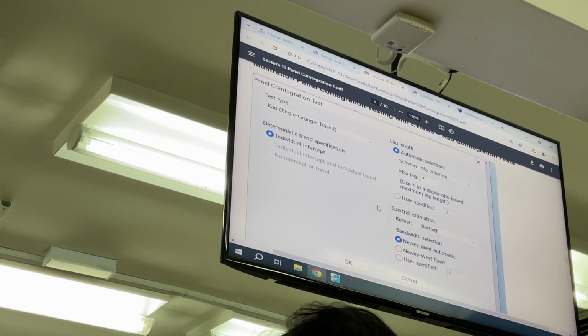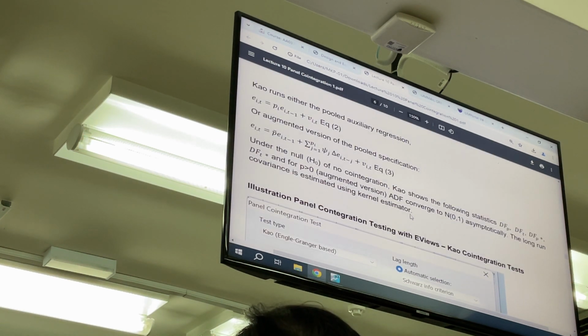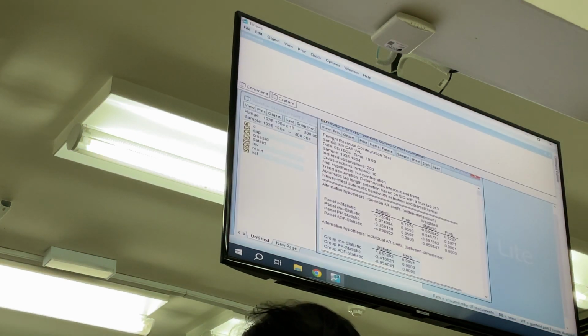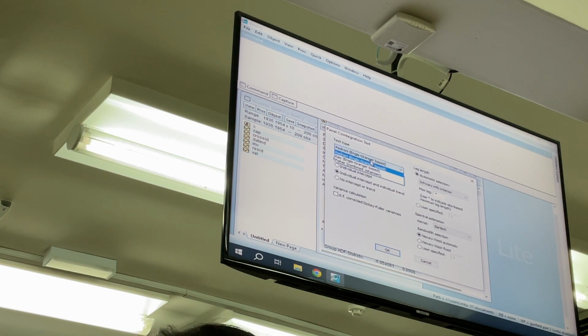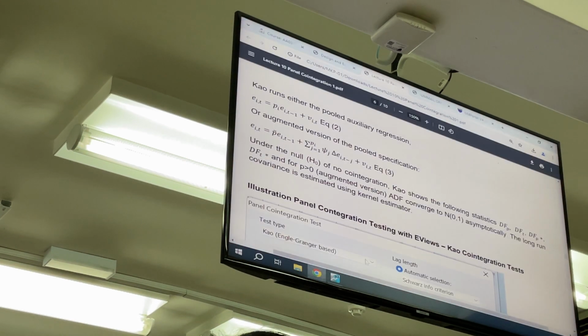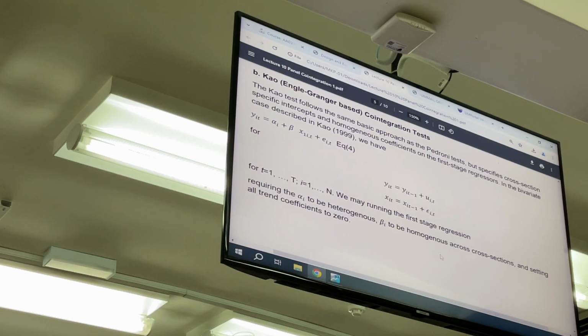So again, you need to choose the Newey-West bandwidth, which also involves the non-parametric part, right? Now let's see. You can go to View, then Cointegration configuration, and choose the panel configuration here. Then you choose the second option, the Gao Engle-Granger based. Then only individual intercept, because under the Gao, it is not allowed to test with trend or no trend. That's why you see there is a statement here: I'm setting all the trend coefficients to 0.